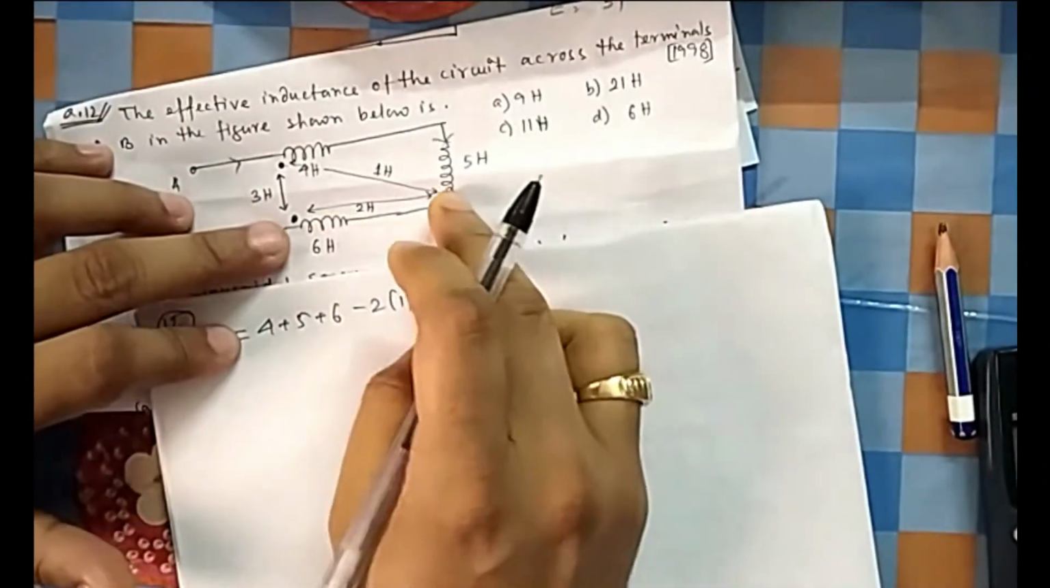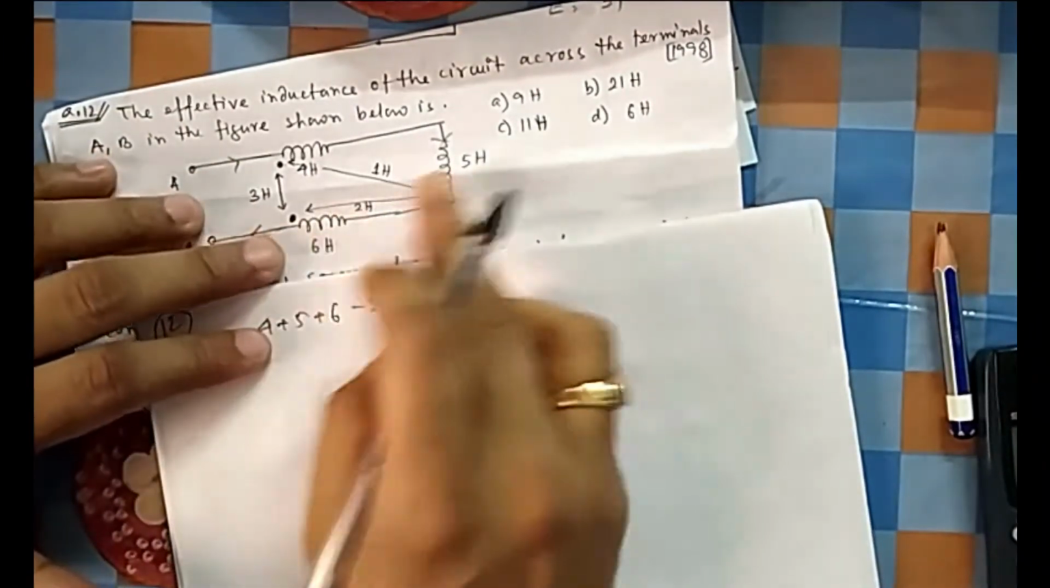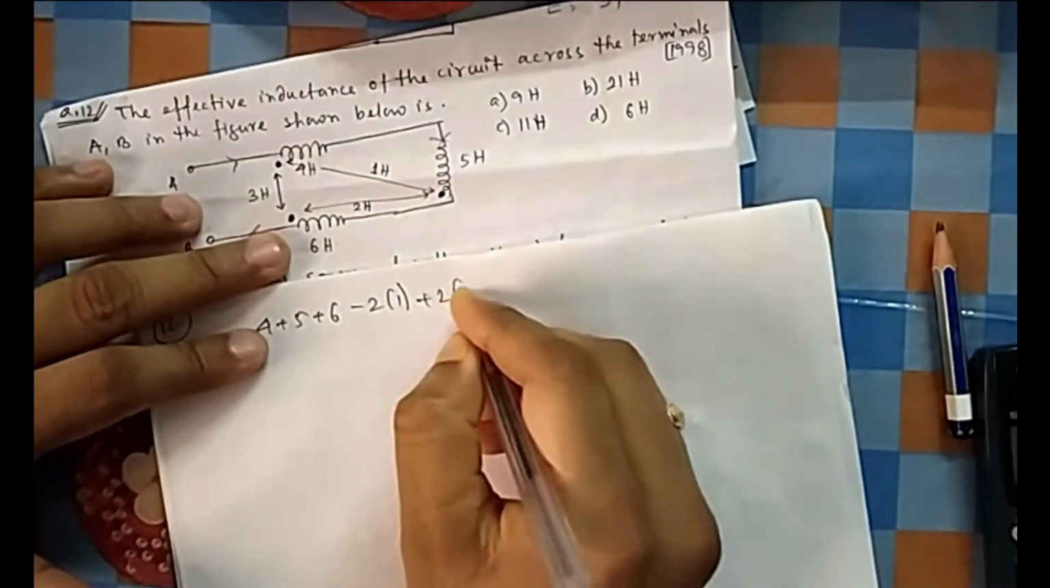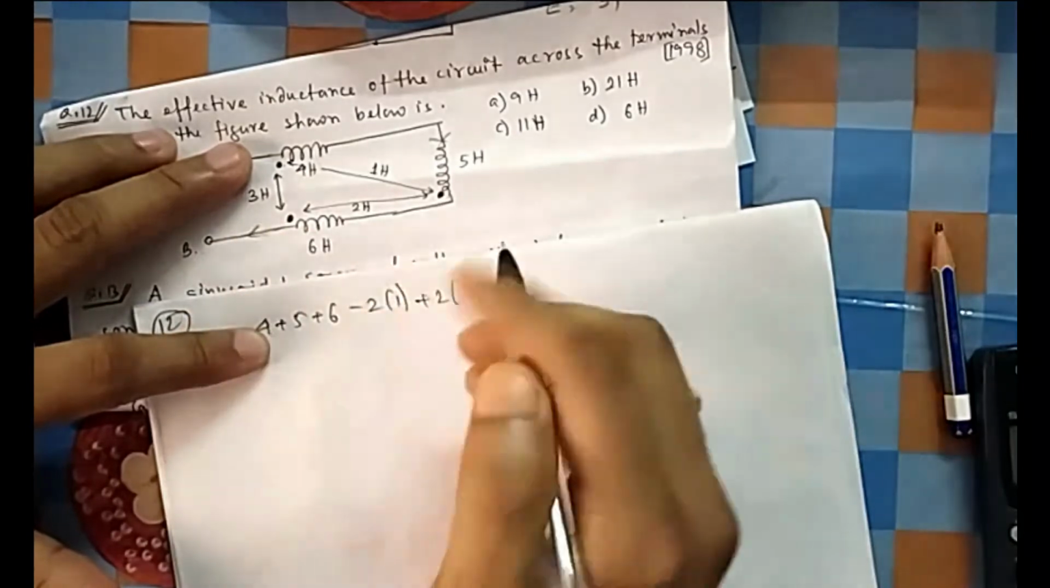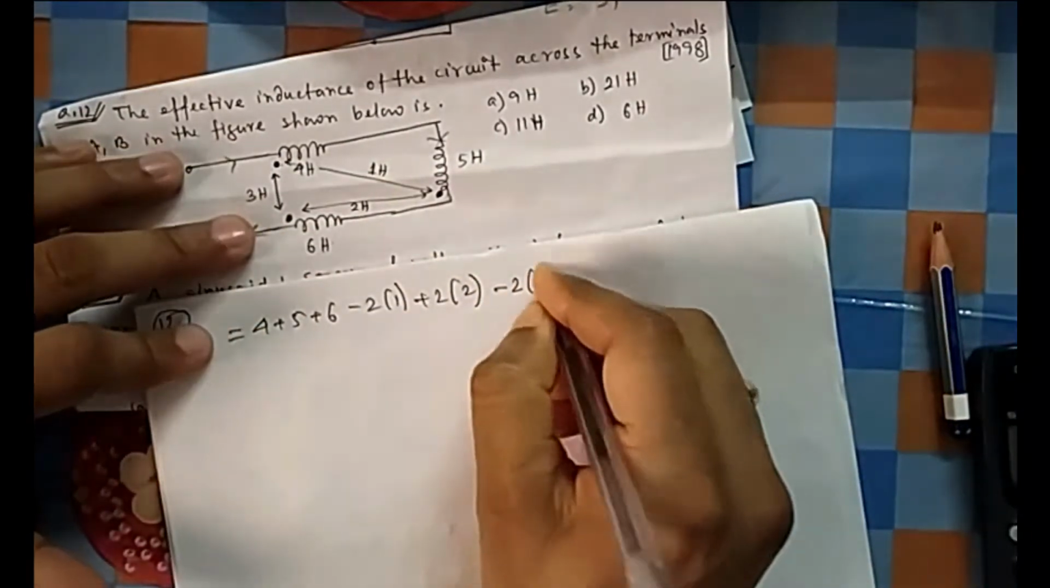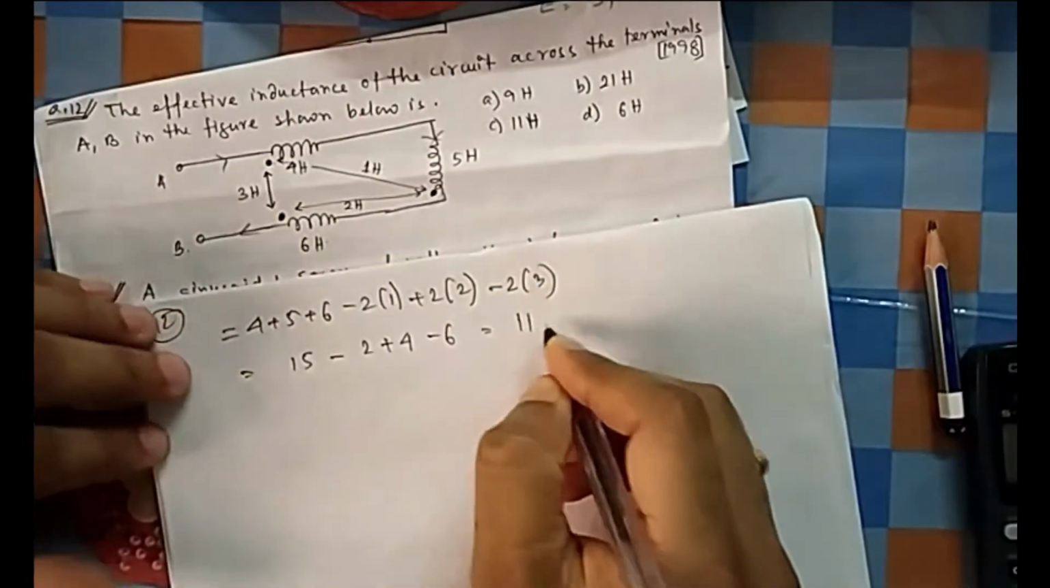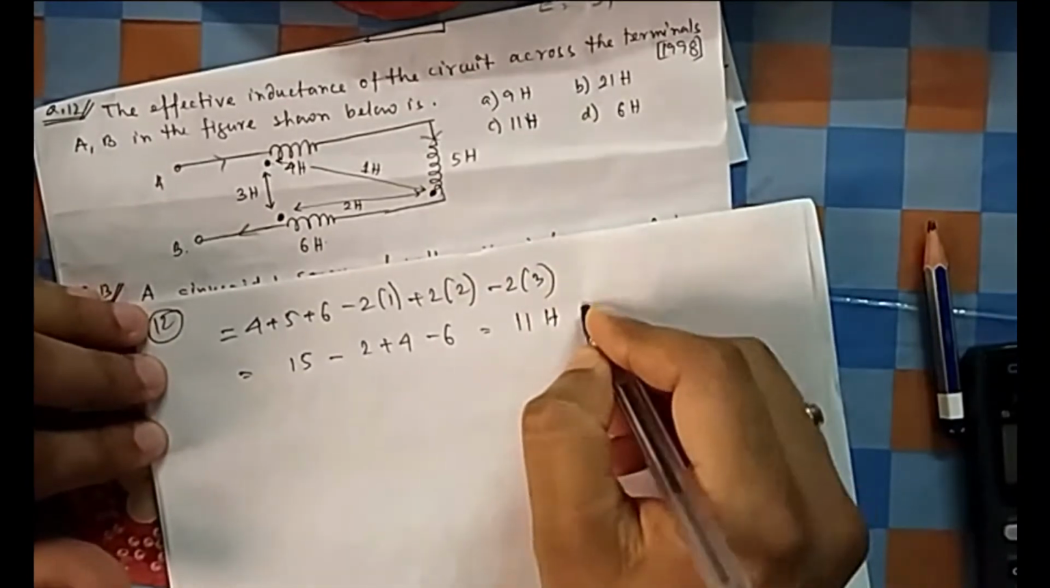And then if you take this, here it is leaving, here it is also leaving, so both are leaving, then it is plus. And if you take these two, here it is entering, here it is leaving, so it will be minus 2 into 3. 7 plus 4, 11 Henry, that is your option C.